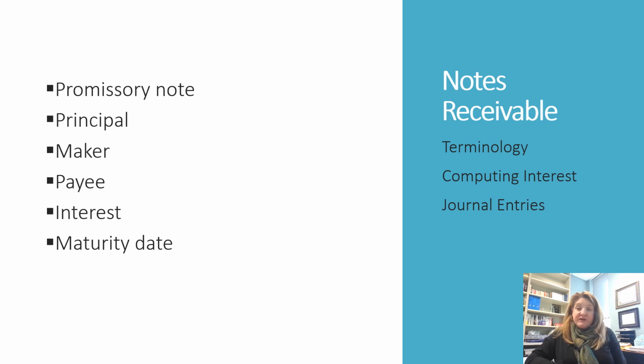A note receivable is considered a more formal legal obligation than an accounts receivable because it's evidenced by a promissory note, which is the document that is signed by the two parties to the note, the maker and the payee. The principal of the note, or the face amount, is the amount of money that is borrowed. The interest rate is going to be specified as an annual interest rate, and the promissory note would also specify the maturity date.